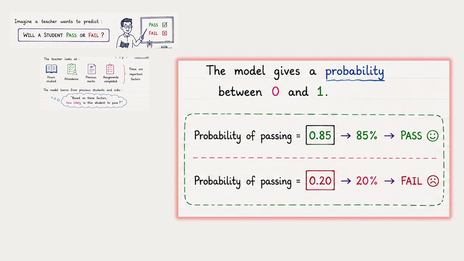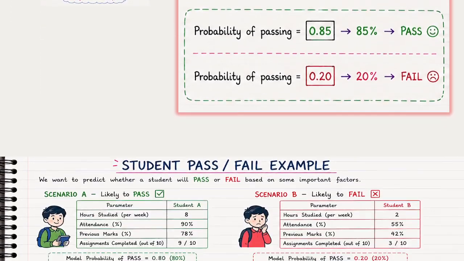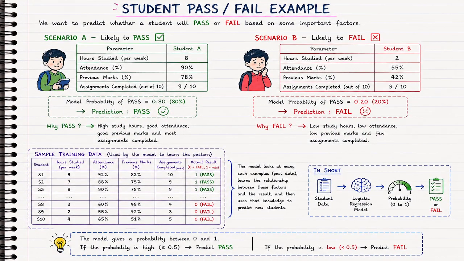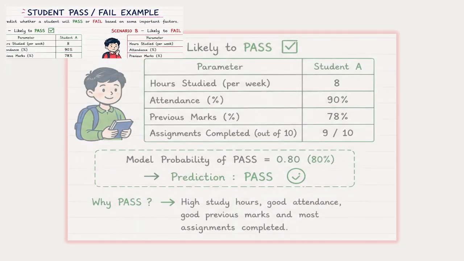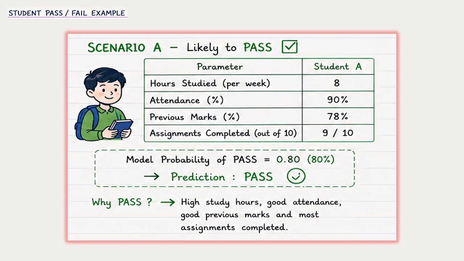Okay, so suppose we have a scenario where the student has a higher chance of passing. We are taking this scenario.